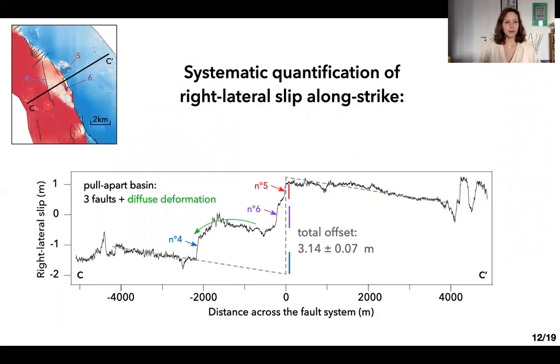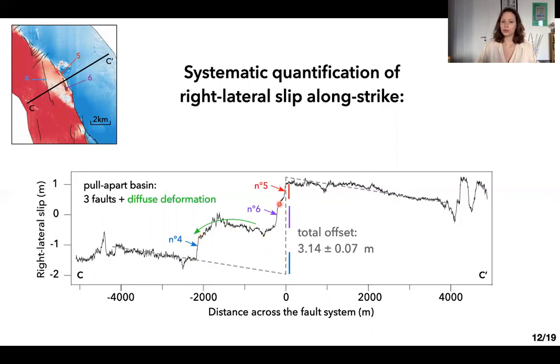So the following profile is an example across the pull-apart basin, the CC prime profile here. And you can see that you have 3 faults that accommodate deformation in this region. You have fault number 4 to the west, fault number 6, and fault number 5 to the east. The faults are located in this picture. So the total amount of slip accommodated by this profile in this region is 3.14 meters. However, you see that you have 3 different fault offsets that accommodate smaller amounts of slip, and you also have some diffuse deformation between fault 6 and 4, and also a little bit between fault 5 and 6.